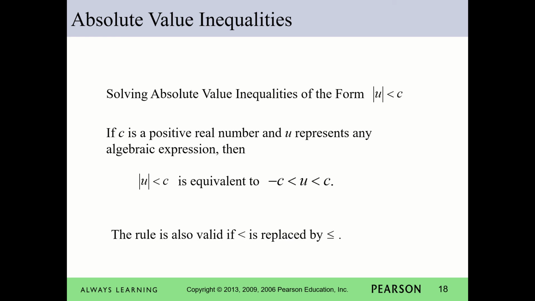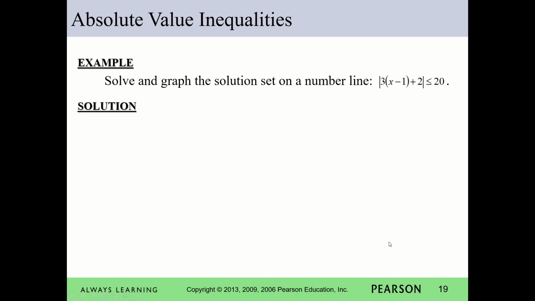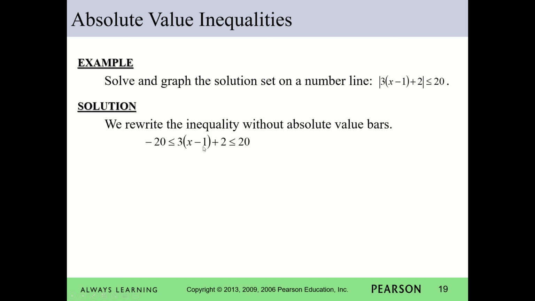So for solving absolute value inequalities, if it starts out with the absolute value being less than c, then all we do is put the negative c to the left of it. And that's also true if it's less than or equal to. So in this case, if we have the absolute value of something is less than or equal to 20, all we have to do in order to solve it is get rid of your absolute value and put a negative 20 on the left. And then we solve it just like we did in section 4.2.